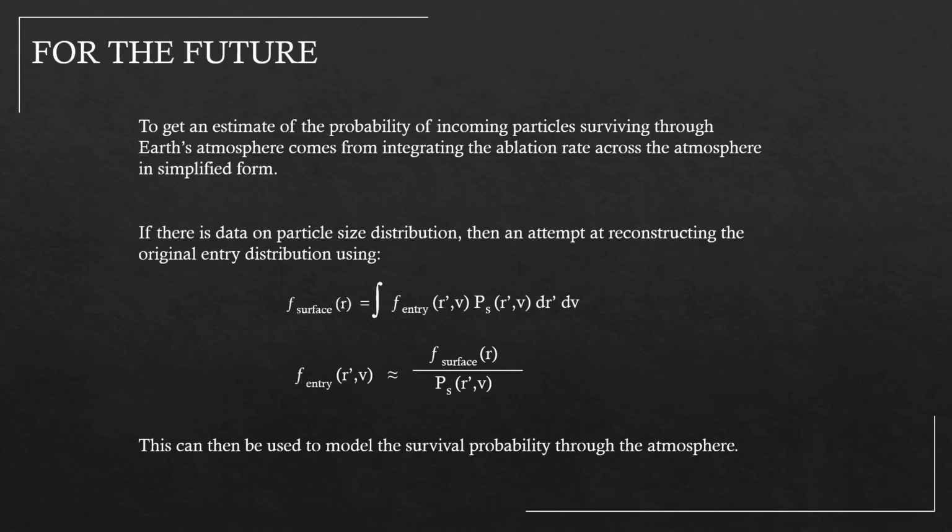An estimate of the probability of incoming particles surviving through Earth's atmosphere will come from integrating the ablation rate across the atmosphere in simplified form. If there is data on a particle size distribution, then we can attempt to reconstruct the original entry distribution using the function for the surface, and then rewriting and rearranging it to get the function of the entry. This can then allow us to model the survival probability for the space dust as it falls through the atmosphere.